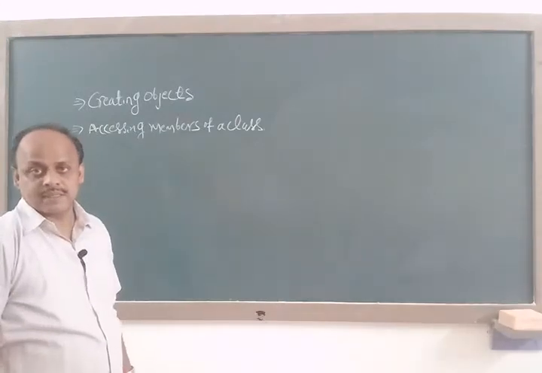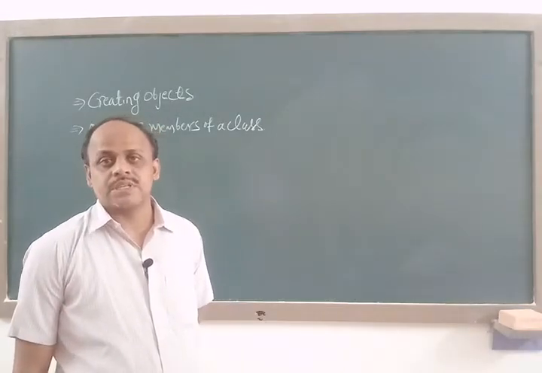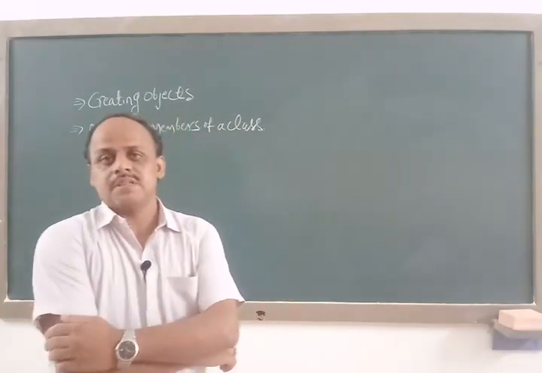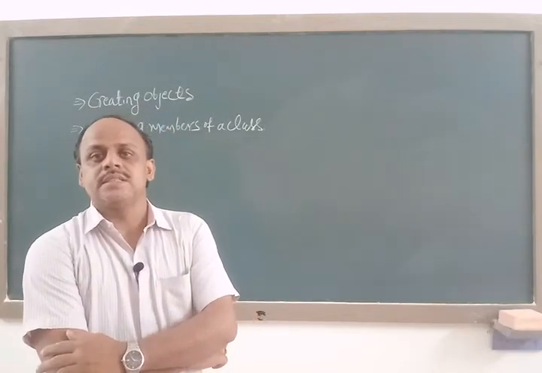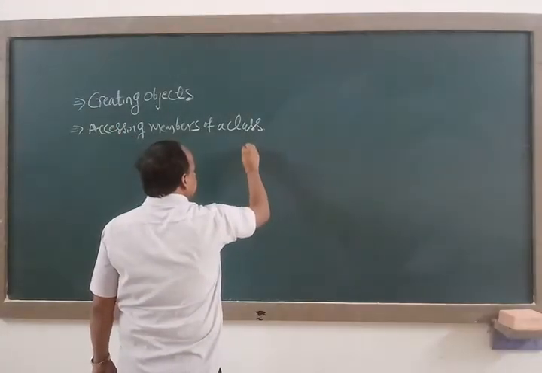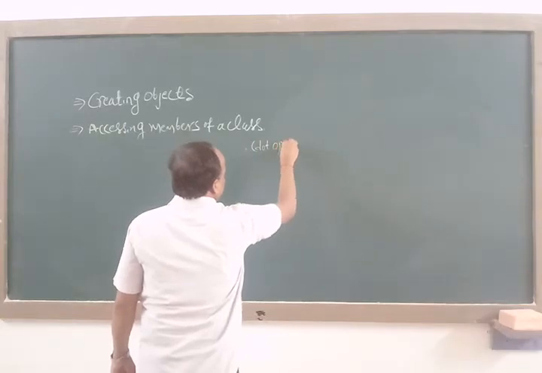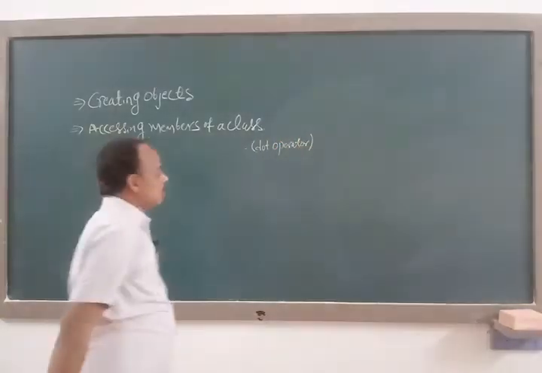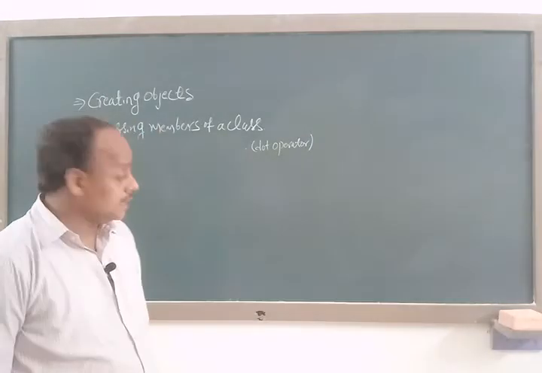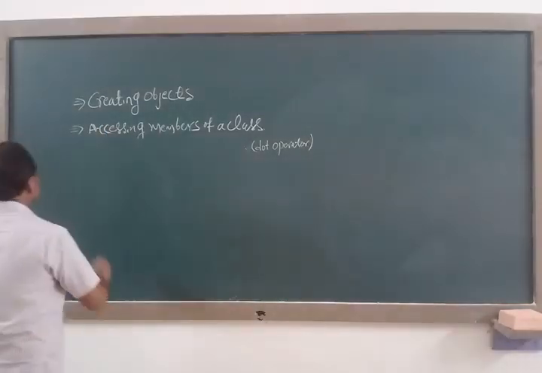Accessing members of a class means accessing data members of a class as well as accessing member functions of a class. This is done with the help of an operator called the dot operator, indicated by a small dot. That is, accessing members of a class is done with the help of the dot operator. Now let us see one by one.